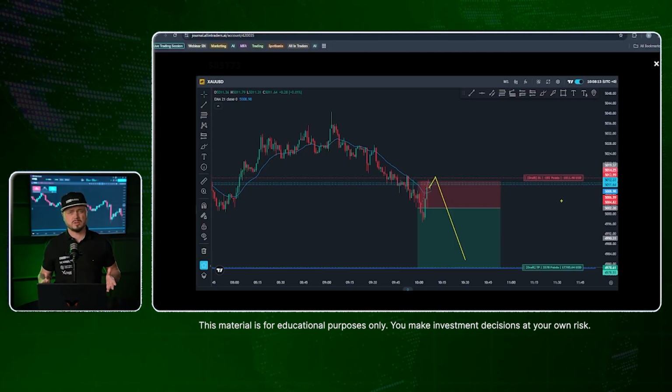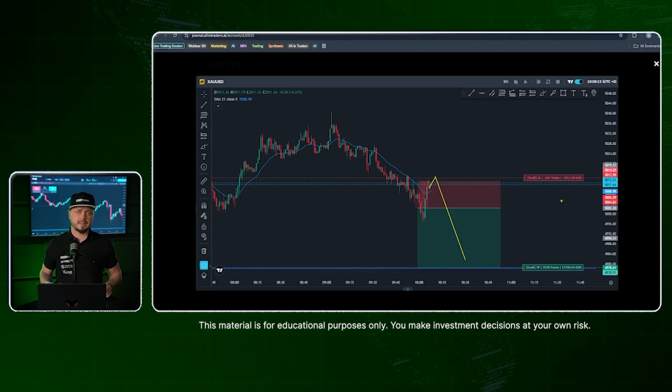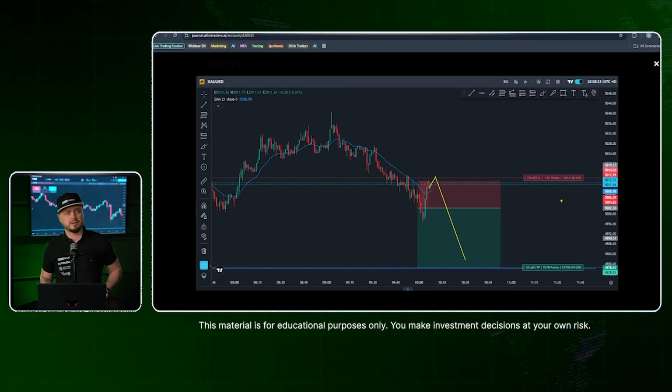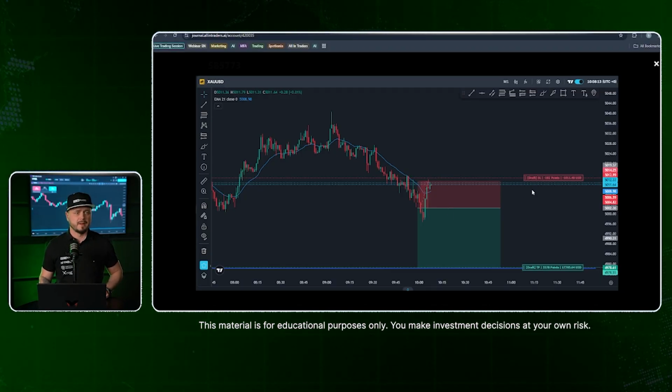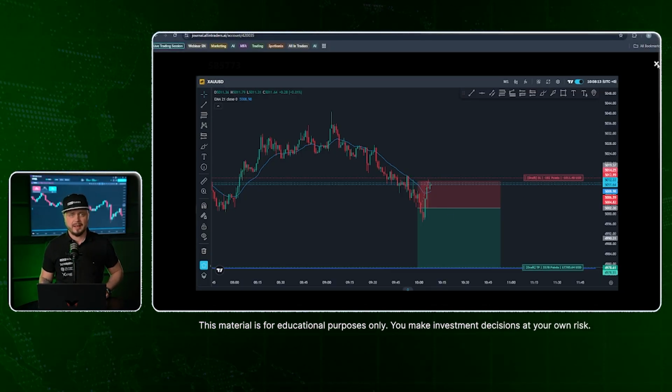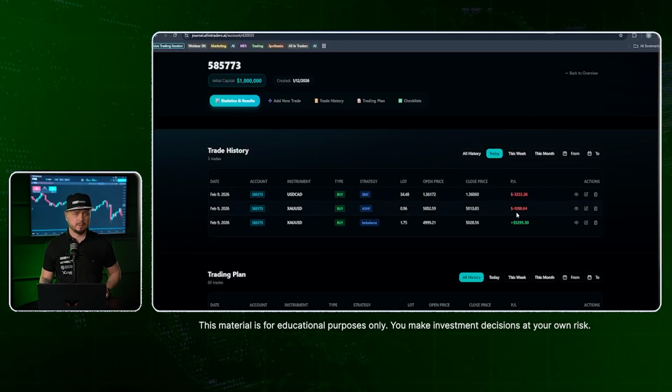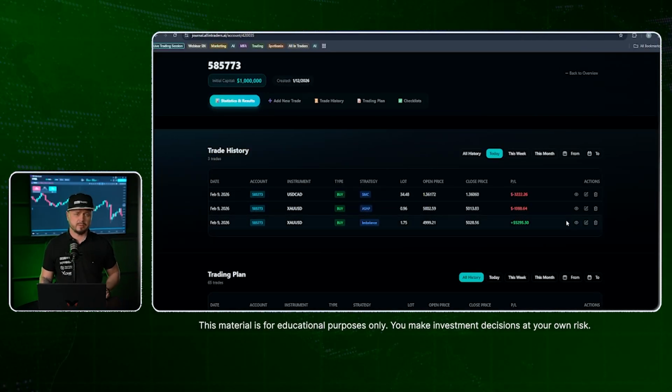But my stop loss was too tight, as sometimes happens, guys. We cannot predict everything. Okay. So that was the second trade. And the third one, let's have a look. This one was the best trade of today.